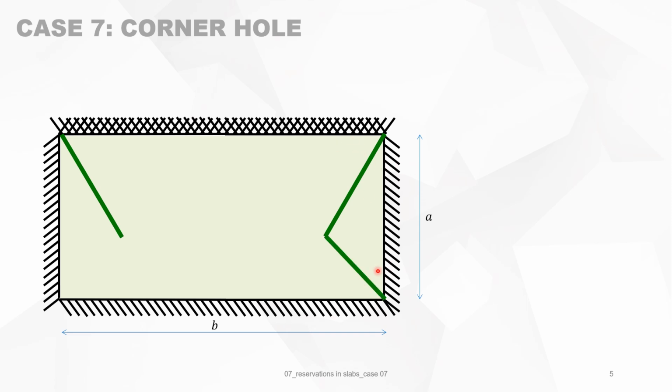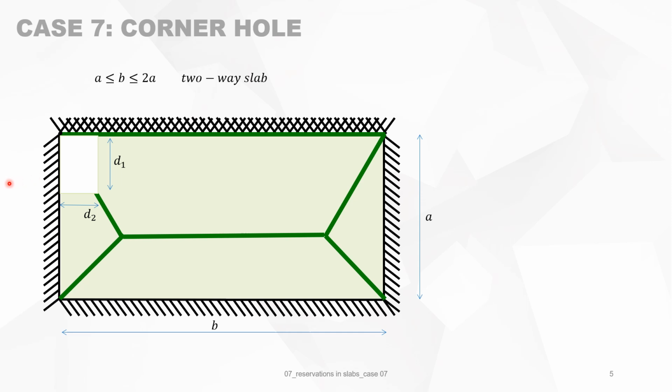Then we have the yield line at 45 degrees. And then we make the connection between those yield lines. Of course, where the slab is fixed, there's also a yield line. Then we make a reservation in the top left corner of the slab, where the yield line disappears, of course, because it's cut. The reservation has a dimension d1 times d2. Because we are handling a two-way slab, the length b must be smaller than 2 times a.